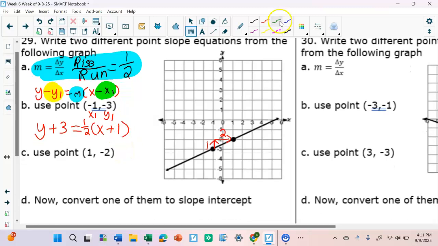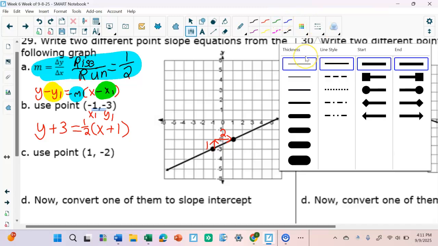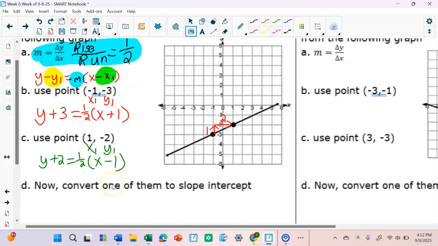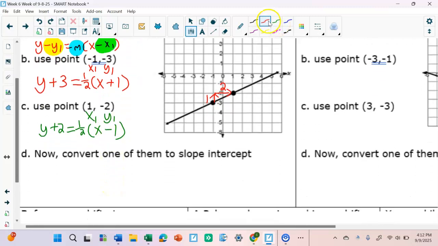Alright. On the second one, I think on 30, I'm going to make y'all do type 2. Okay. We use the same m, except they're all equivalent forms. So again, in the formula, I do the opposite of y1. And then x, and then opposite x. So what's the opposite of 1? Negative 1. Okay, now it says convert one of them to slope-intercept.